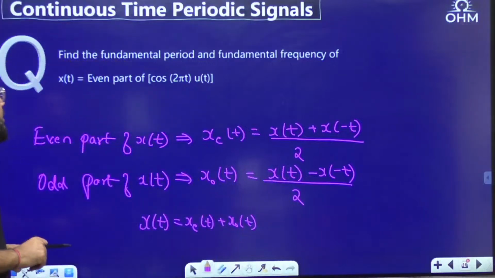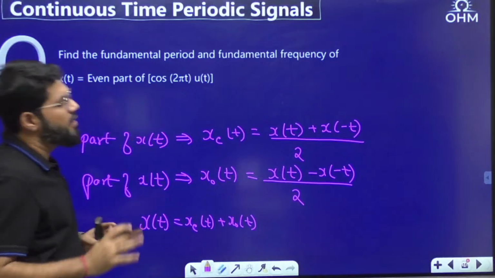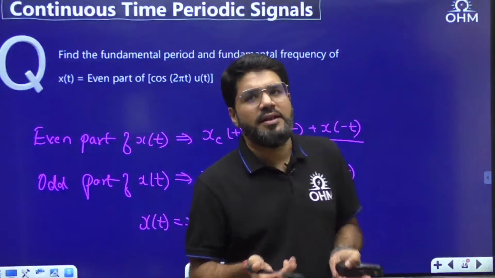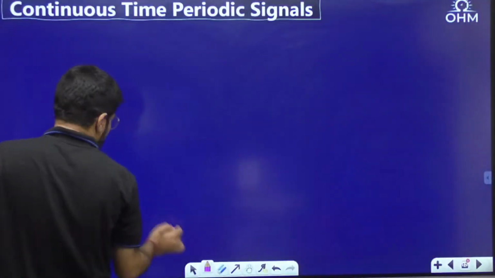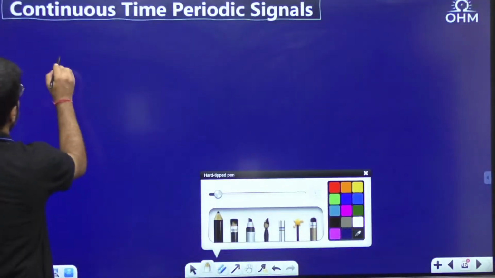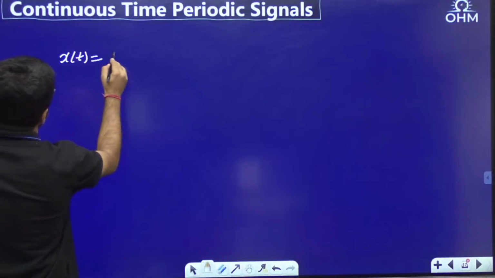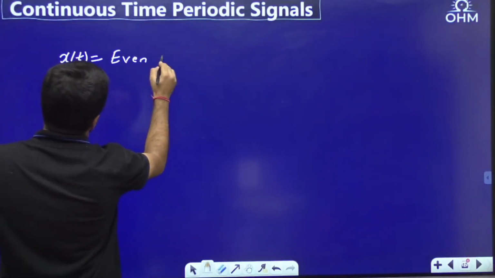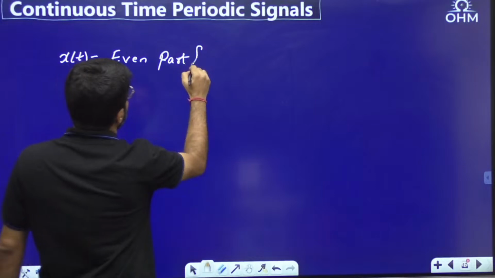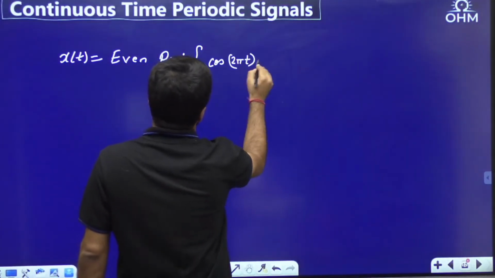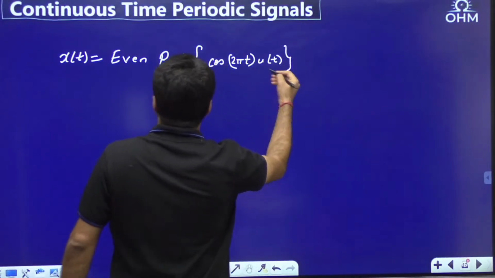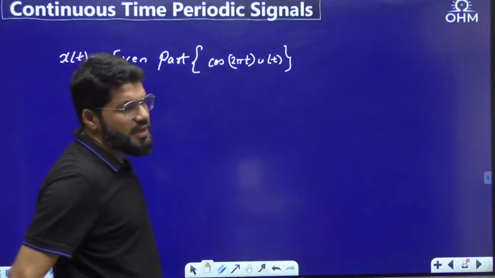Now, there is a question: the even part of some signal, and we have to say whether it is periodic, and if it is periodic, tell the period and the frequency. So let's take this. What is the signal x(t) here? The signal x(t) is the even part of cos 2 pi t u(t).